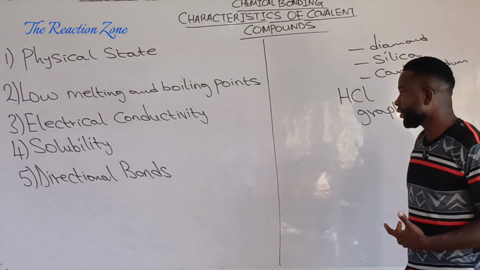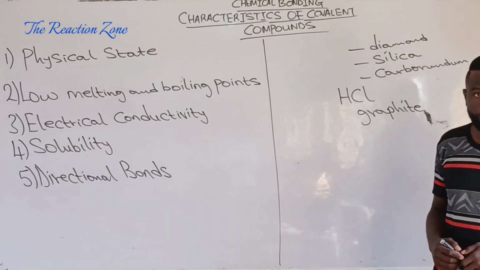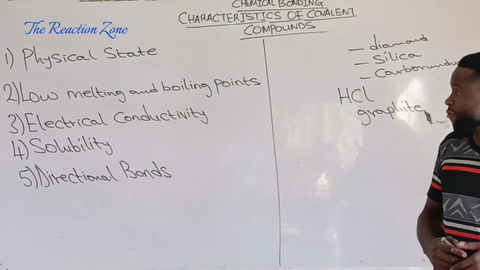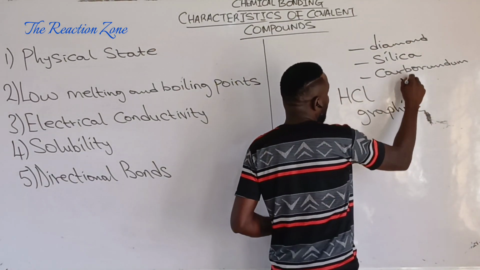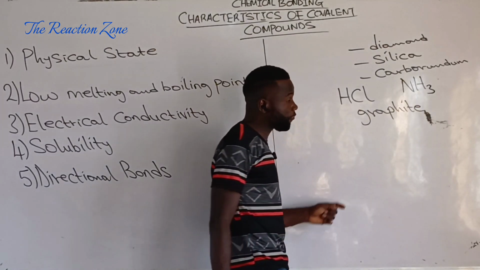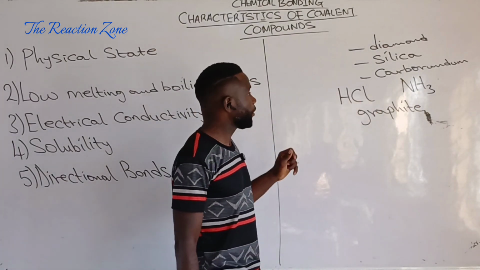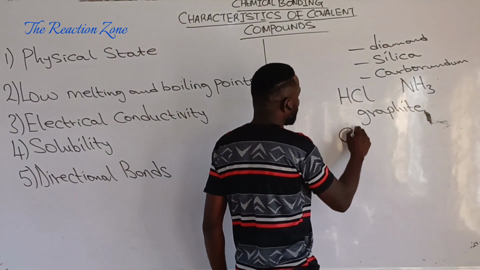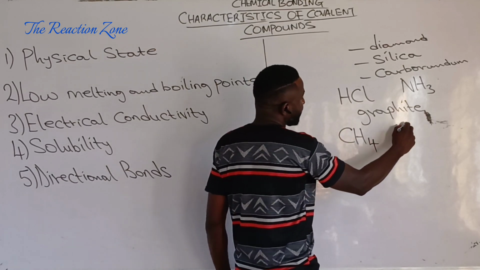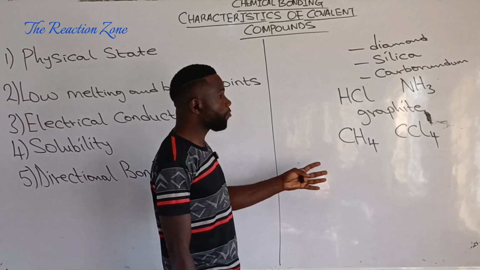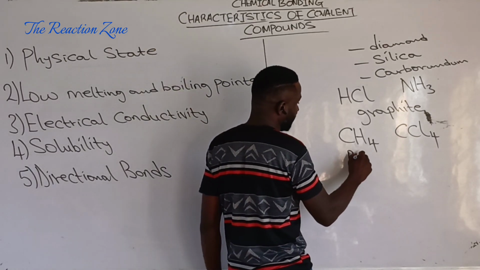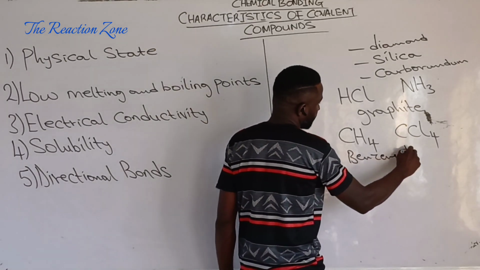The fourth one is solubility. Polar covalent compounds such as HCl and ammonia dissolve in water. Non-polar covalent compounds such as methane and tetrachloromethane dissolve in non-polar solvents such as benzene and hexane.